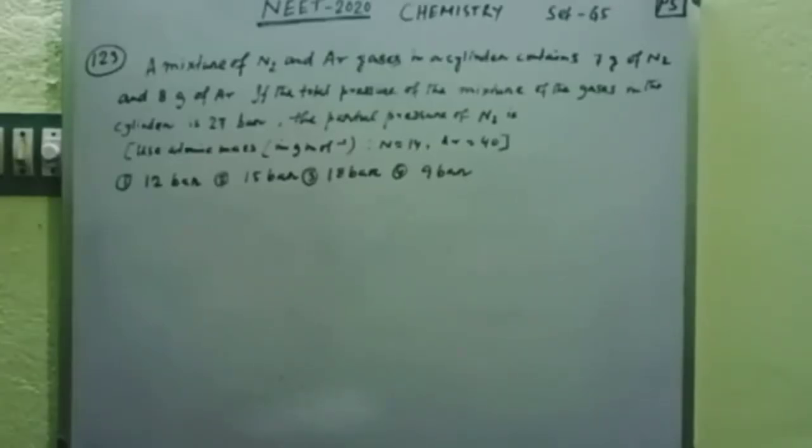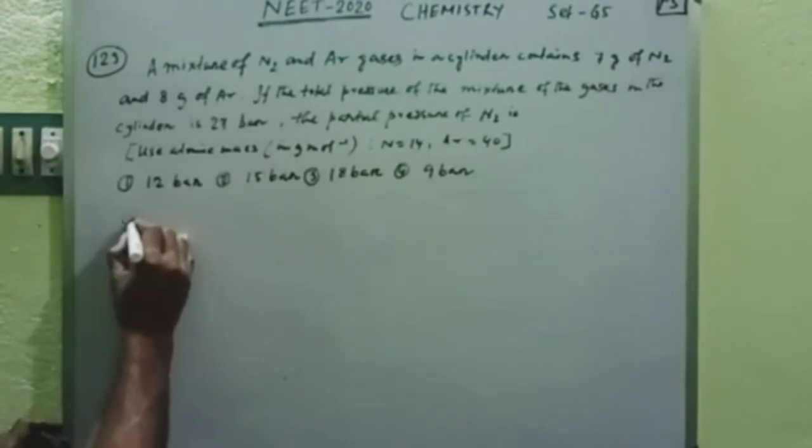Question number 123. A mixture of nitrogen and argon gases in a cylinder contains 7 grams of nitrogen and 8 grams of argon. If the total pressure of the mixture of the gases in the cylinder is 27 bar, the partial pressure of nitrogen is option 1 12 bar, option 2 15 bar, option 3 18 bar, and option 4 9 bar. Solution.